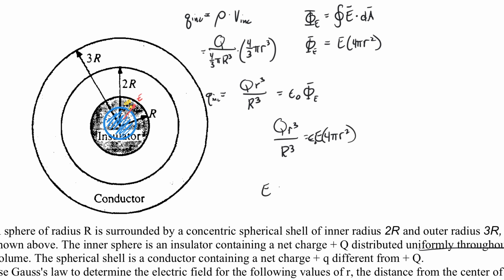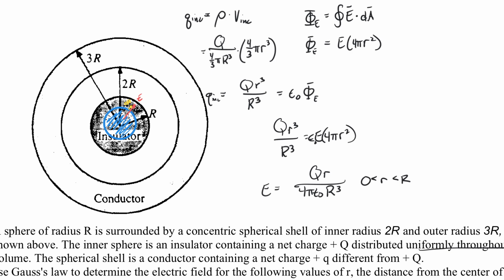So do a little algebra. I got Q r over 4 pi epsilon naught big R cubed. So that's the electric field, for r greater than 0 and less than big R.